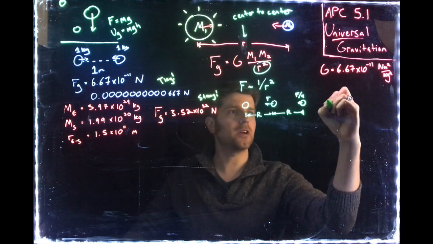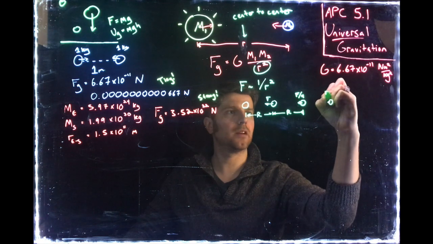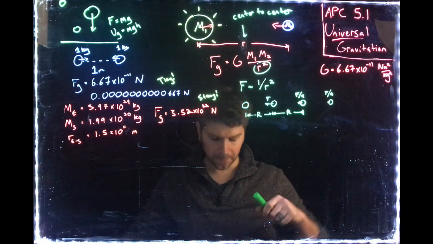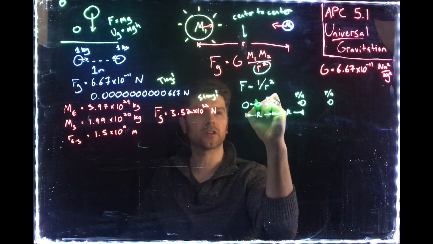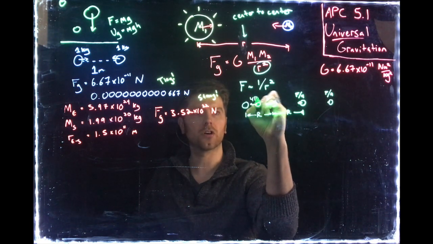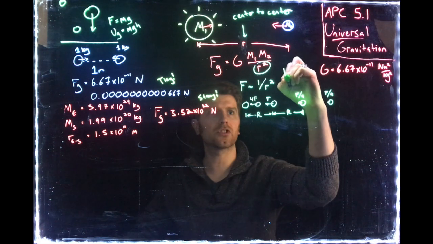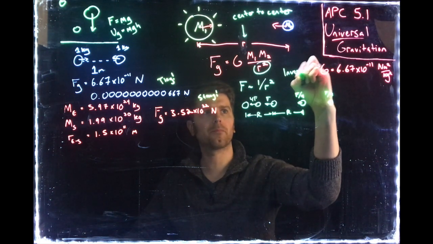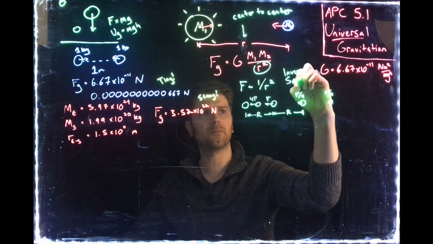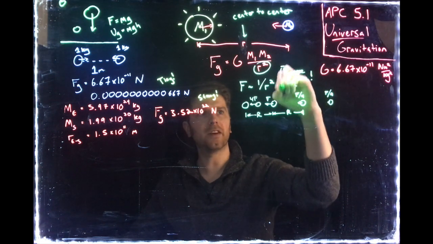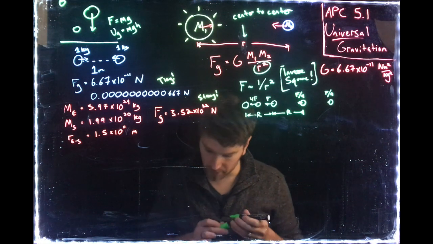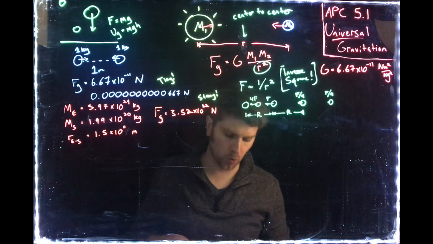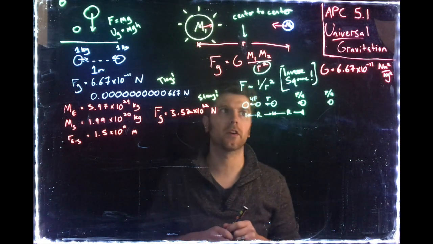If I go out to 3r, it's F over 9. If I come in closer, all of a sudden my force gets 4 times stronger. So this is what's called an inverse square relationship. And that's a really important concept. If I double my distance, the force of gravity gets cut to 1/4 of what it was before. So very, very important.